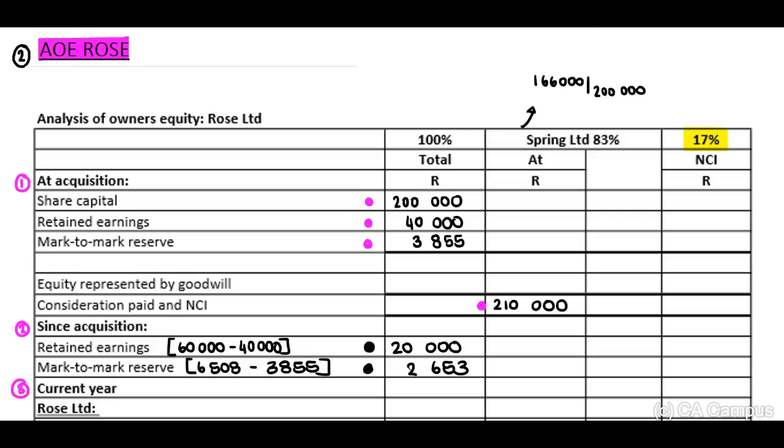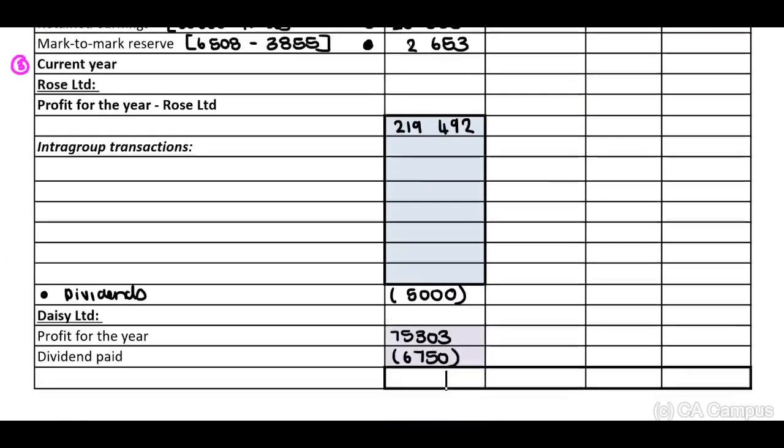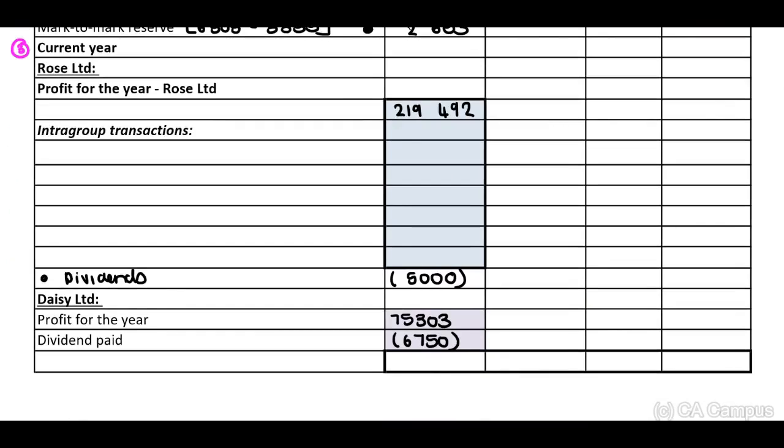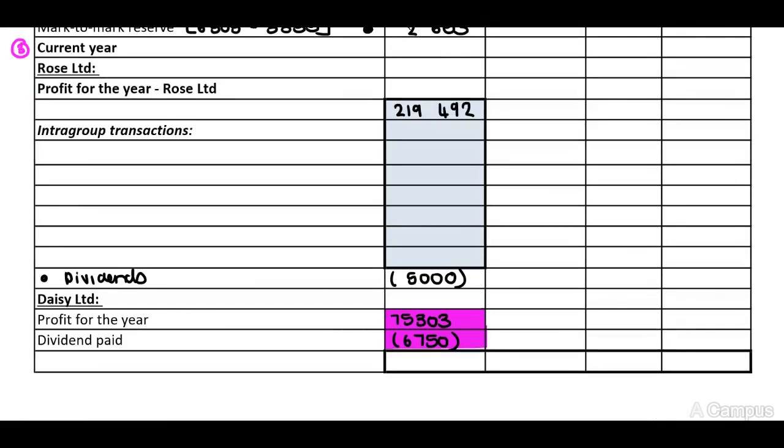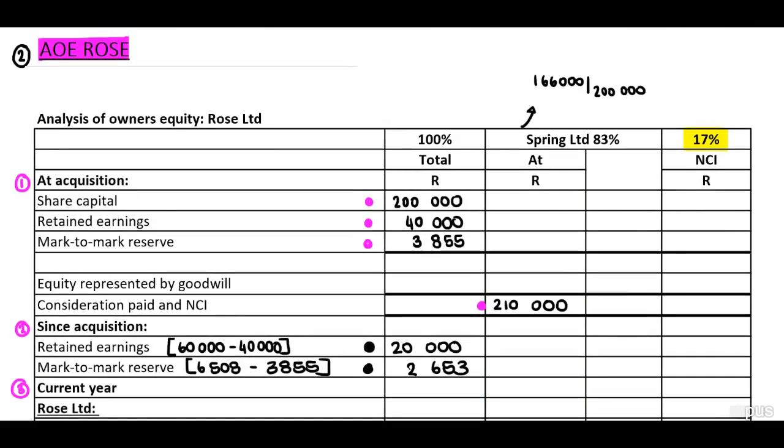Therefore, in Rose's analysis of owner's equity, I have included the profit in terms of Daisy, 75,303, as well as the dividends. Okay, so guys, Daisy, we've completed. We've determined that our total NCI relating to Daisy is 82291. Remember, we need this amount to calculate requirement A. We now need to complete our analysis of owner's equity in terms of Rose.